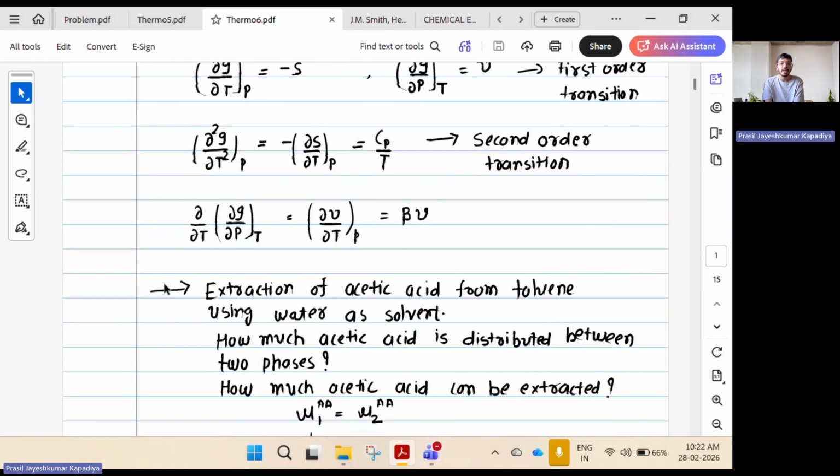Okay, so let's say I'm dealing with extraction of acetic acid from toluene using water as a solvent. So what is going to happen? Water and toluene, they don't like each other. So water and acetic acid will be dissolved in each other and toluene will be separating out. Okay, so how can we say what is the composition of acetic acid in both the phases? One is the solvent rich phase, that is the toluene rich phase, and the second is the aqueous phase, that is the water rich phase. So how much acetic acid is distributed between the two liquid phases?